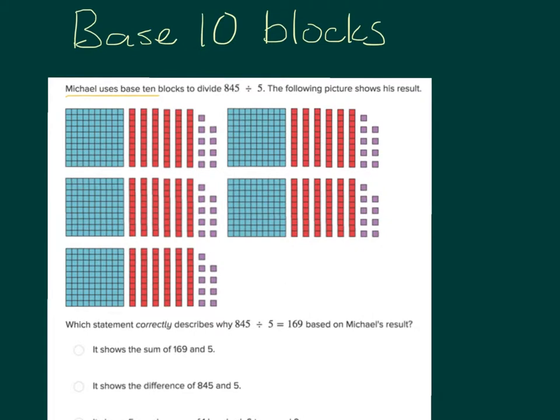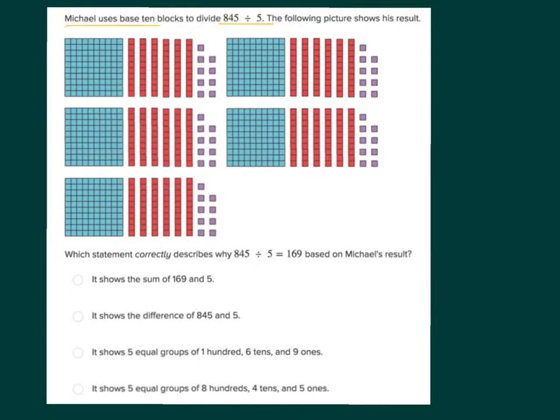Michael uses base 10 blocks to divide 845 by 5. So he split 845 into 5 equal groups. So let's take a look at the different answers that we have to choose from. Which statement correctly describes why 845 divided by 5 equals 169? Okay, does it show the sum of 169 and 5? No. There are 169 in each group, but you're not adding 5 to it. You have 5 of those groups.